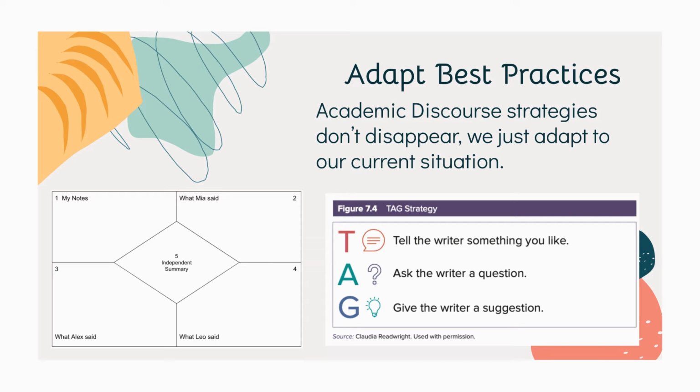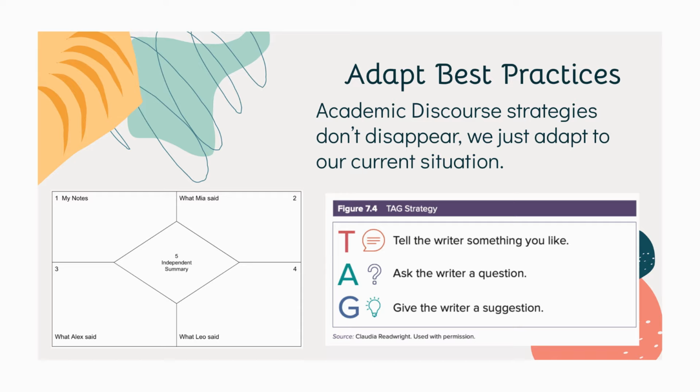This is one example, this triangle or diamond paper, where they've taken notes themselves and then they've talked to 3 different people, even if it's not an actual conversation and it's more back and forth in a chat exchange or back and forth on a Google document or in some sort of situation. And then from there, developing their own independent strategy in the center in the diamond. And then this is a peer feedback strategy where they're telling the writer something that they liked, asking the writer a question, and then giving the writer a suggestion.